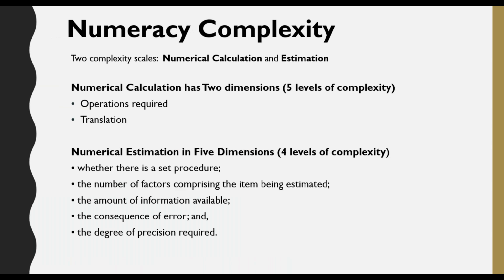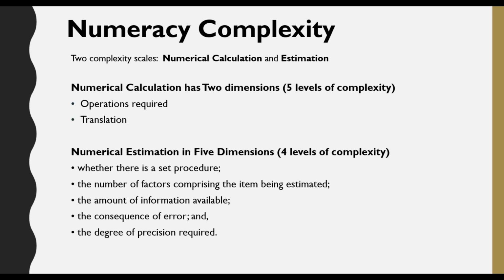There are two different complexity scales in numeracy, the calculation and then the estimation. And this is where it gets really complex. Within calculation, you have two different dimensions across 5 levels of complexity. So they include the operations required and translation. Operations required refers to the actual math operation used, like addition or division. It covers the number of different operations used, the number of steps of calculation, and the difficulty of the operations that are used.